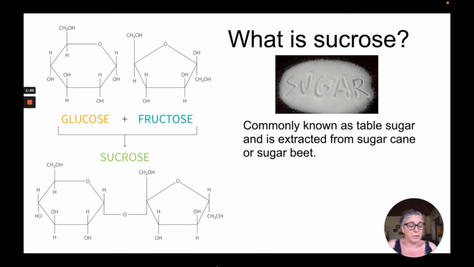Sucrose is commonly known as table sugar. It's what we use. It's extracted from sugarcane or sugar beet, and so we get those granules. Now just remember that glucose and fructose are both reducing sugars, but sucrose is not a reducing sugar.